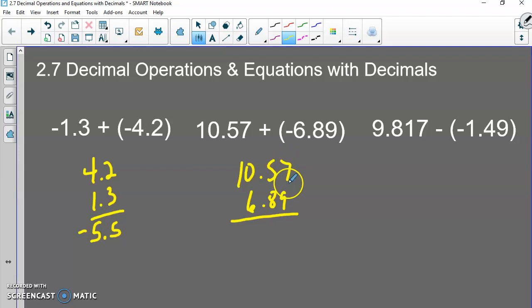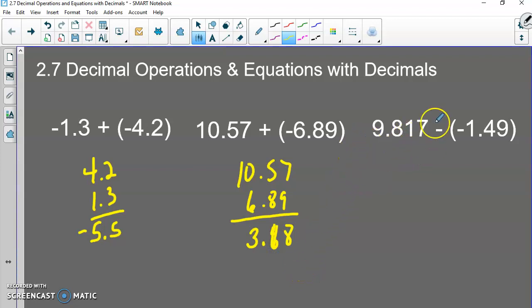So let's subtract. 17 minus 9 is 8. 14 minus 8 is 4. 9 minus 6 is 3. Bring down the decimal. 3.48. I said 14 minus 8 is 4, and 14 minus 8 is definitely 6. Okay, sorry about that. Definitely 6.